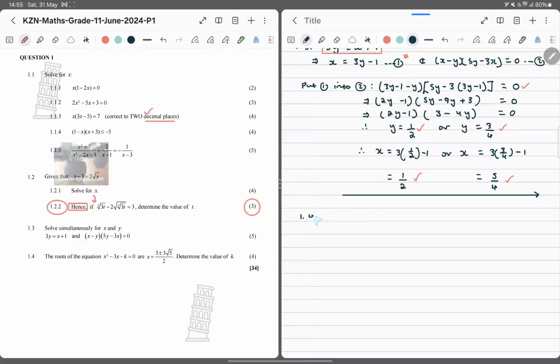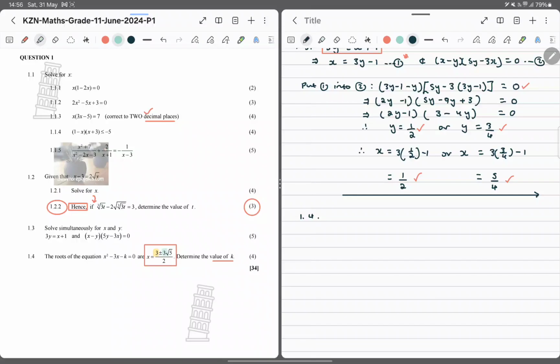So we have 1.4. We are told that the roots of the equation x squared minus 3x minus k equal to 0 are these. All right. Now we need to determine the value of k. So what do we think, guys? Well, we don't care about the rest of this stuff, right? We really don't. But if one notices, there's a 3 here and there's another 3 here.